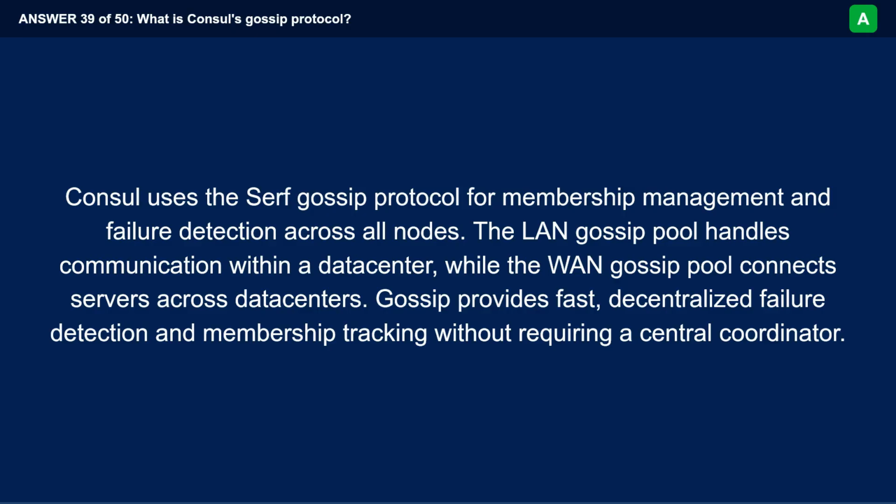Consul uses the Serf gossip protocol for membership management and failure detection across all nodes. The LAN gossip pool handles communication within a data center, while the WAN gossip pool connects servers across data centers. Gossip provides fast, decentralized failure detection and membership tracking without requiring a central coordinator.